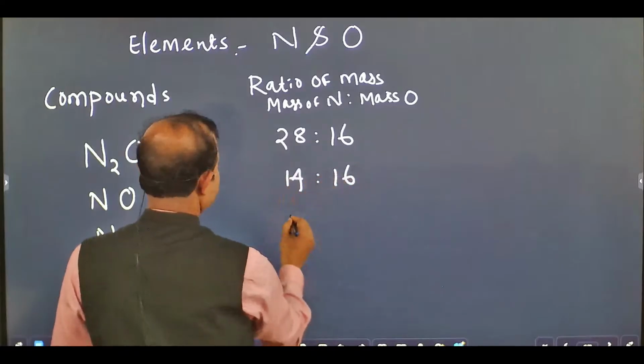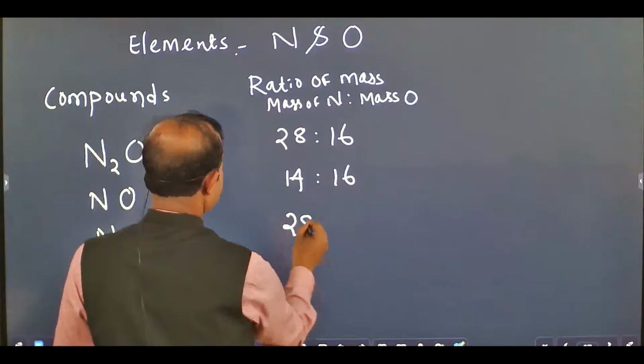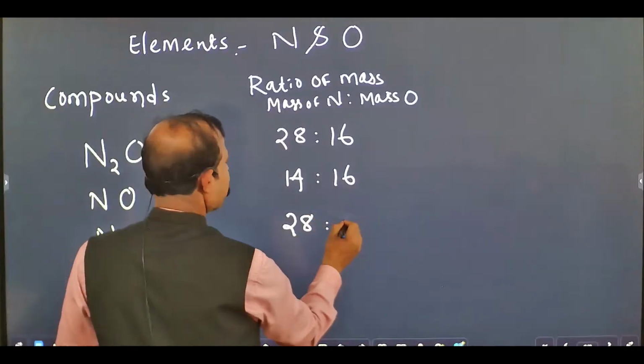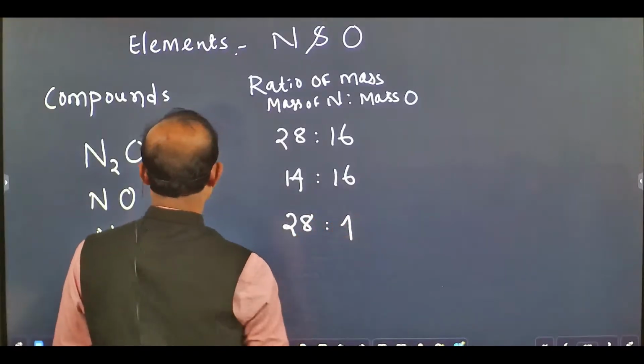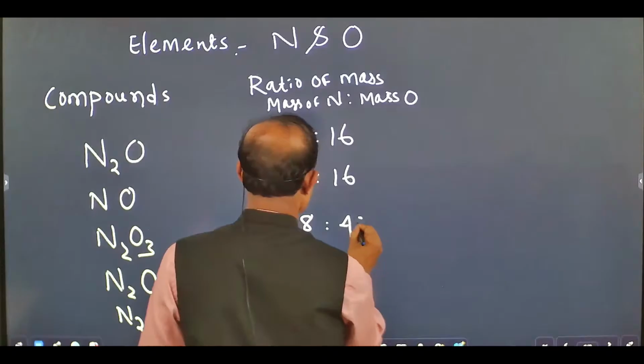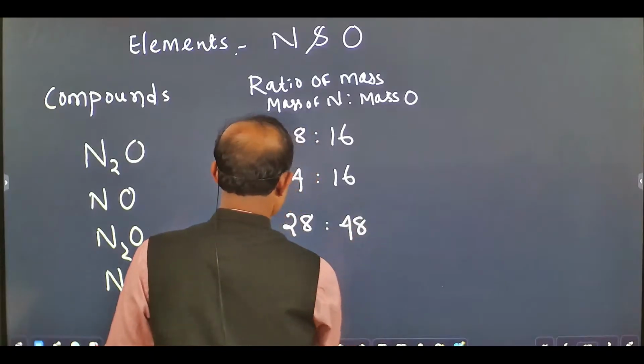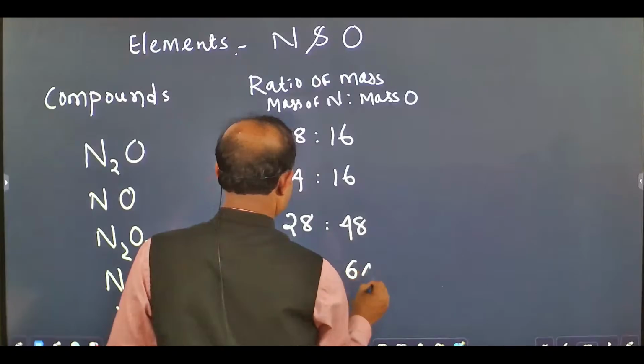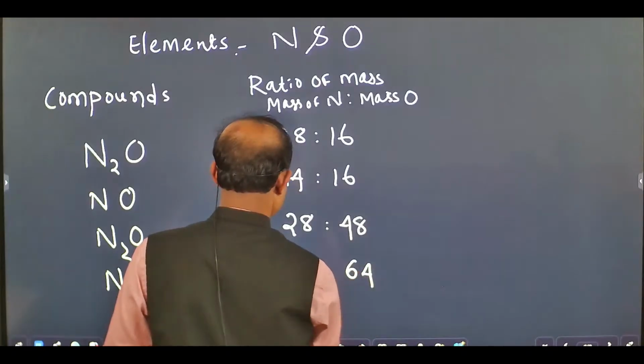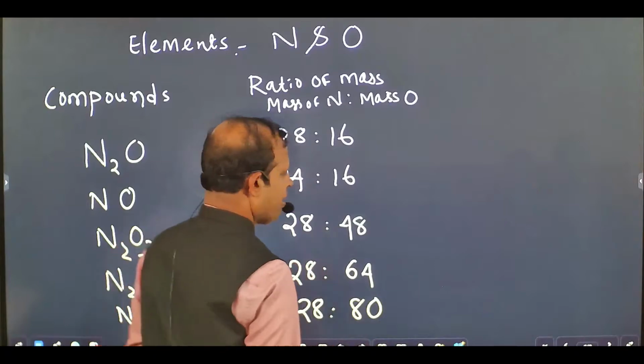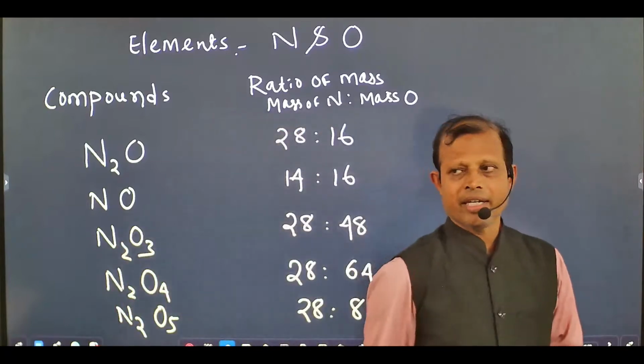Next case, 28 is to 48. 28 is to 64. And this is 28 is to what? 80. Clear or not? 80.